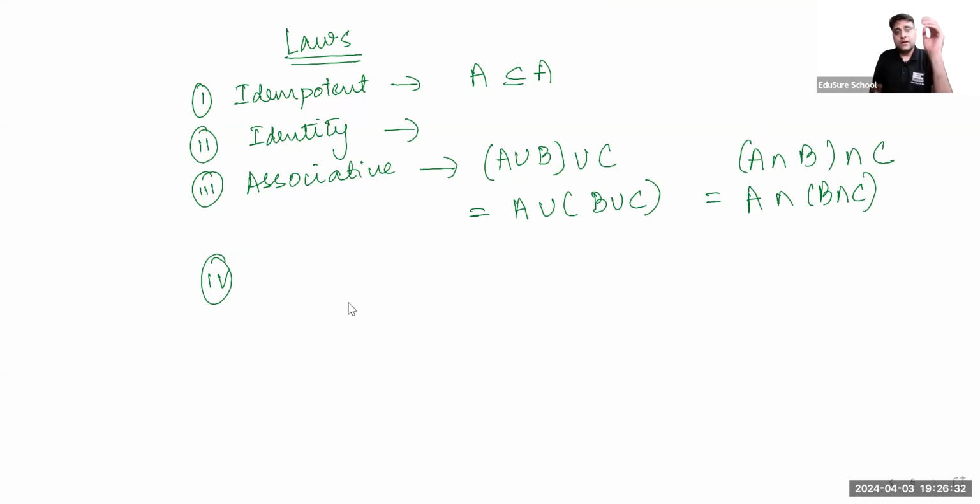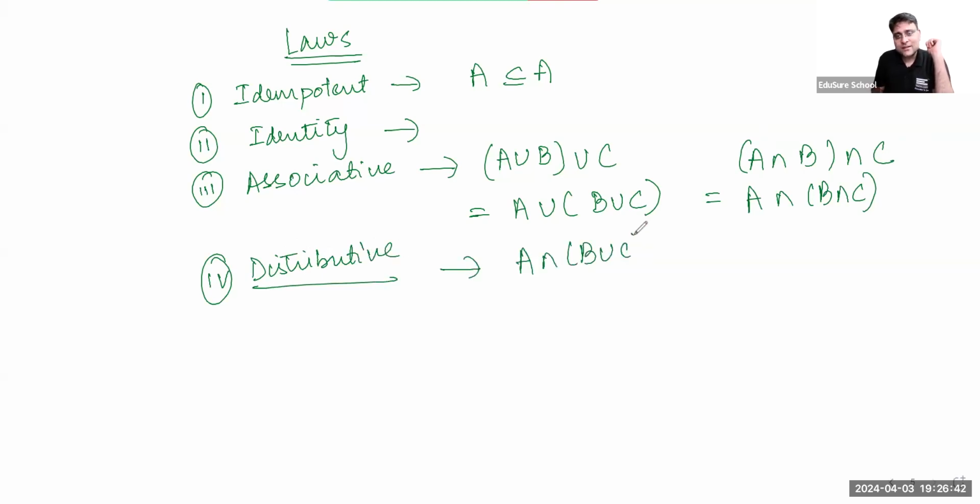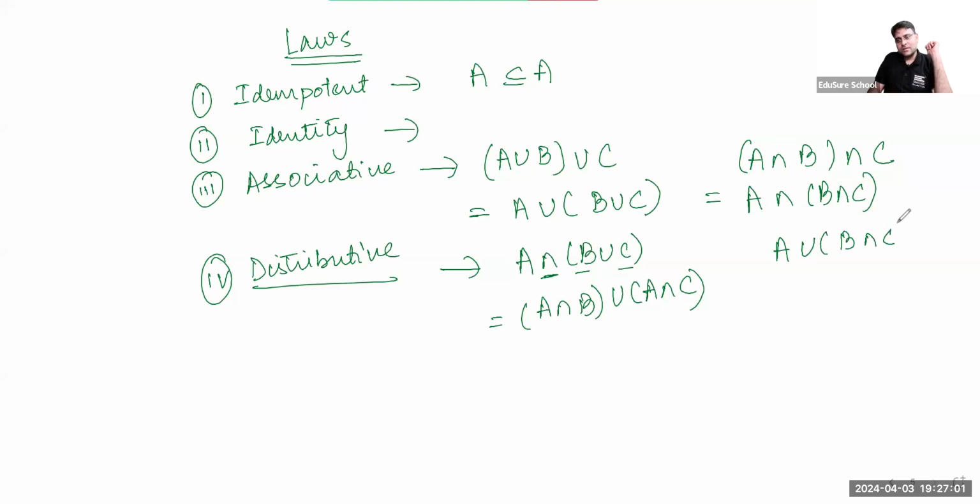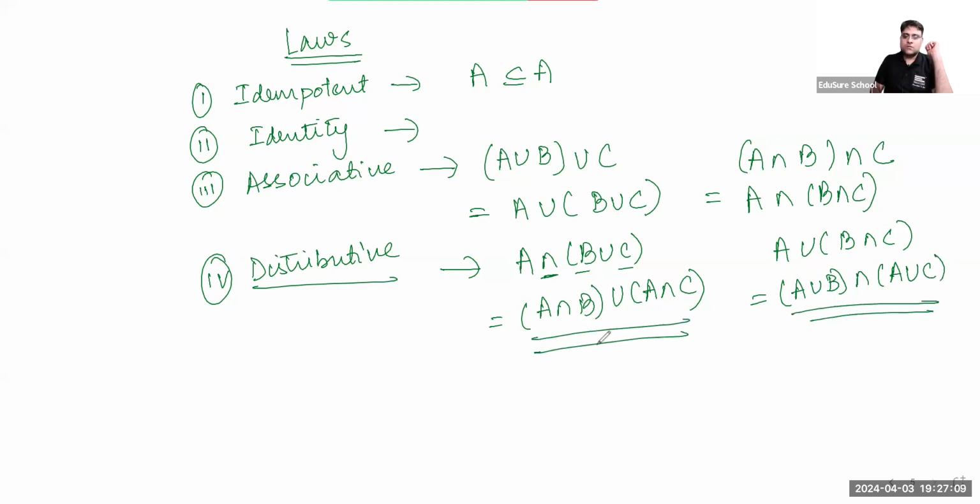Then comes the important distributive law. Distributive law is when I have intersection and union. So this can be written as A intersection B union A intersection C. Distributing this into the elements that are inside. And vice versa. A union B intersection C can be written as A union B intersection A union C.